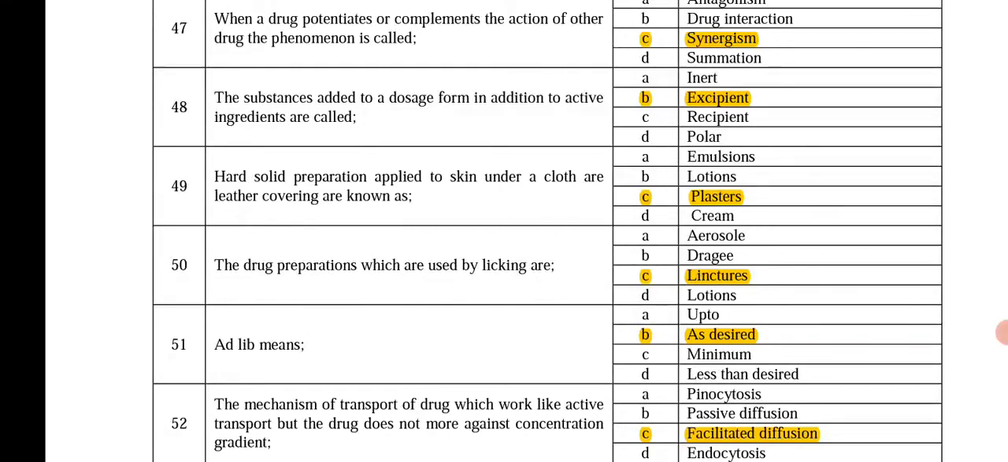Hard solid preparations applied to the skin under a cloth or leather covering are known as plasters. The drug preparations which are used by licking are linctuses. Ad libitum means as desired.